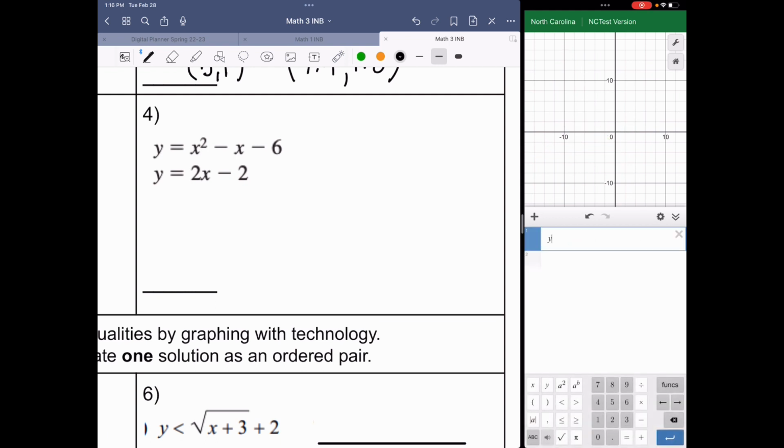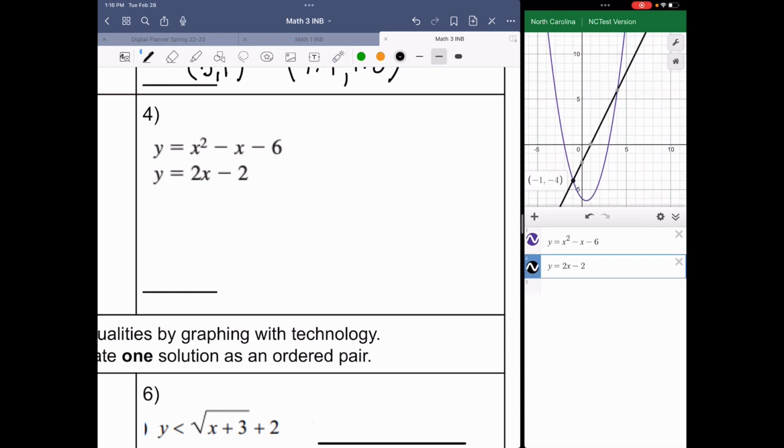All right, so then we have a quadratic, so y equals x squared minus x minus 6, and then y equals 2x minus 2. This one has 2 solutions.